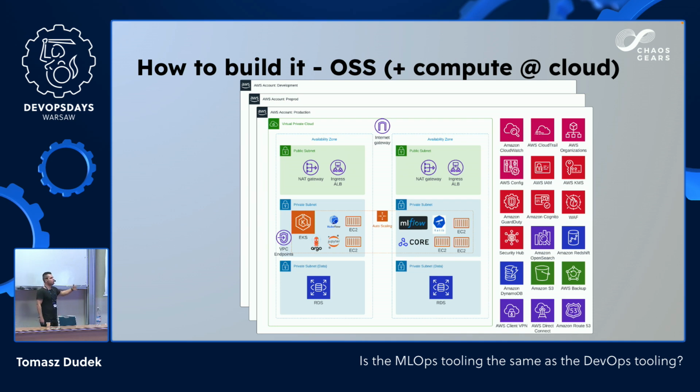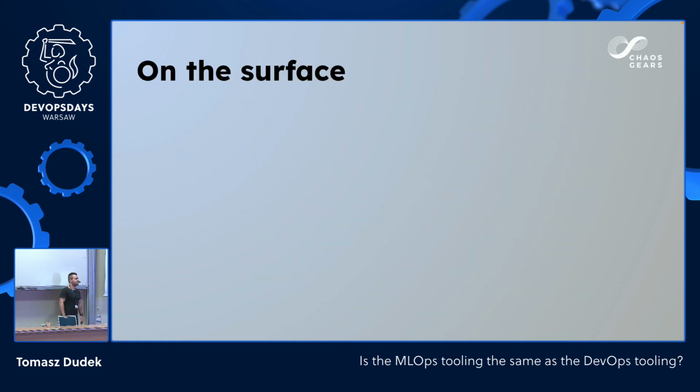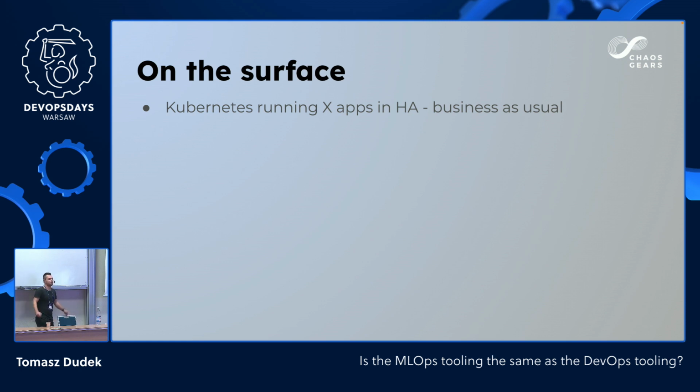And then we've got a multi-account structure. Each account mimics production. So on each account, we've got a VPC defined, and in those VPCs, we've got, well, let's say a dozen or 100 of EC2 machines, each running some kind of application or a mix of those applications on top of them. On the surface, nothing's too fancy happening here, because in reality, it's just Kubernetes running 10 applications in highly availability mode. So business as usual.